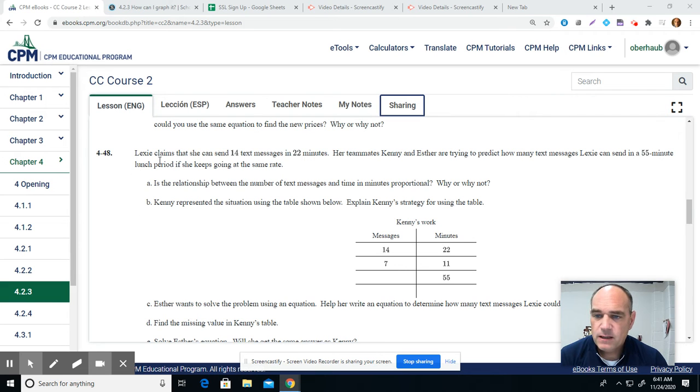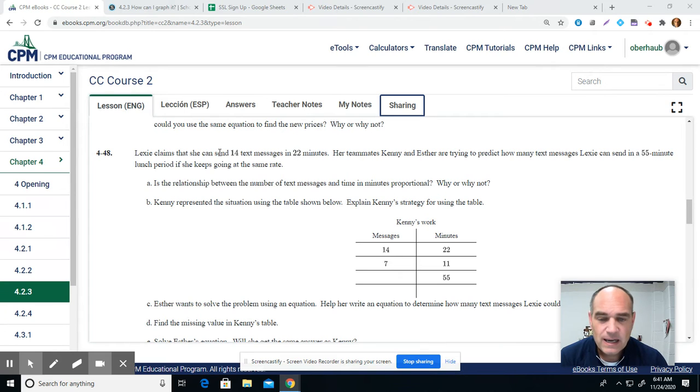Question 48. Lexi claims that she can send 14 text messages in 22 minutes. Her teammates, Kenny and Esther, are trying to predict how many text messages Lexi can send in a 55-minute lunch period. She keeps going at the same rate. Is the relationship between the number of text messages and the time in minutes proportional?